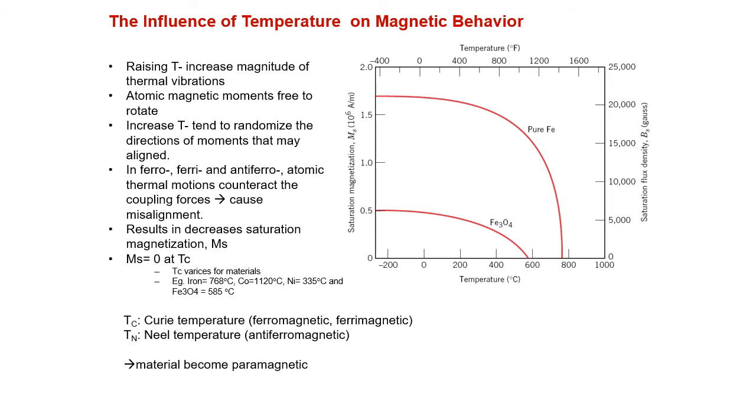As we can see in this graph, when we increase the temperature, the saturation magnetization will decrease. So increased temperature will result in a decrease in saturation magnetization.